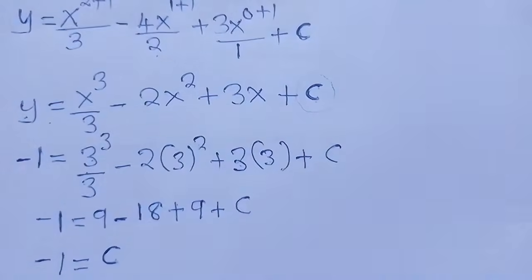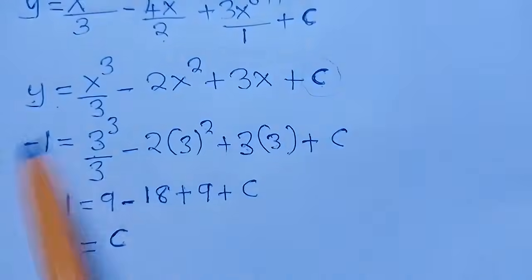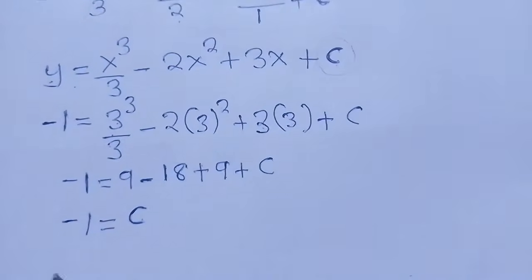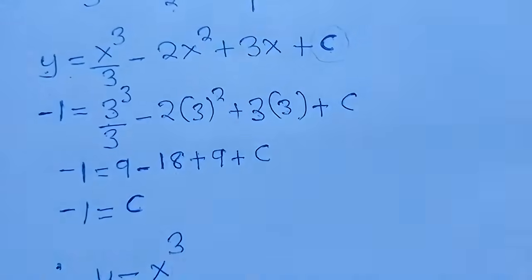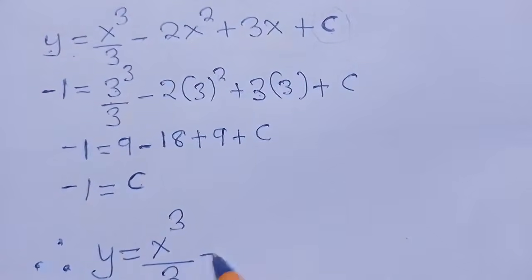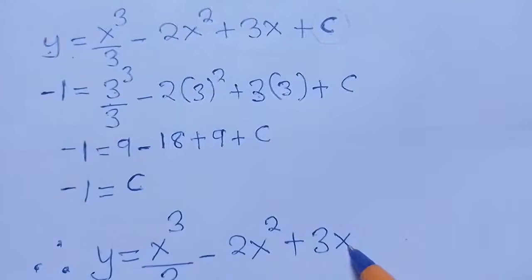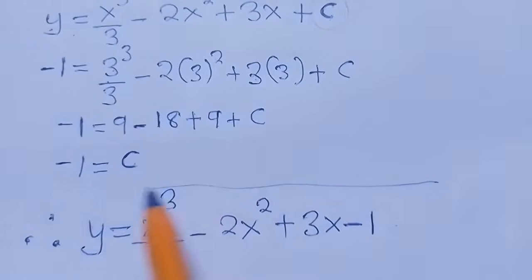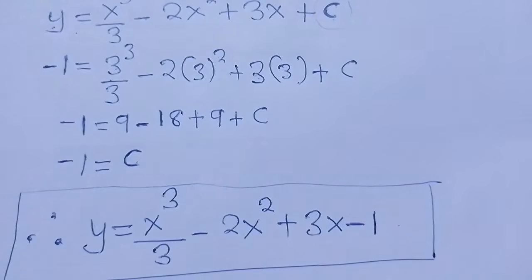C plus 0. So it means your c is what? -1. So you get the original equation where there is c, put -1. So you just say, therefore, equation is what? Y is equal to x cubed over 3 minus 2x squared plus 3x minus 1. That is your c, -1 here. So this is the equation that you are supposed to give. That's how you need to answer that one.